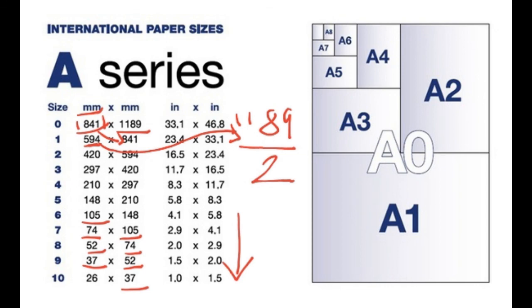So finally, after joining the previously shown two hierarchies together, you can see that the size of A1 is half the size of A0, the size of A2 is half the size of A1, the size of A3 is half the size of A2, and so on till A10.